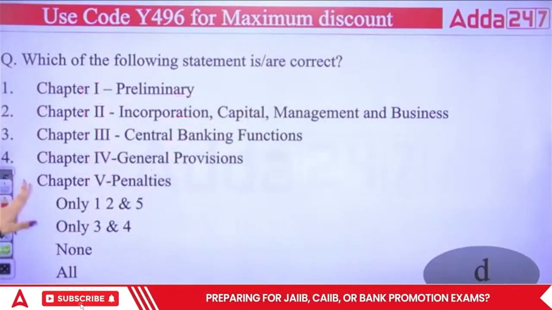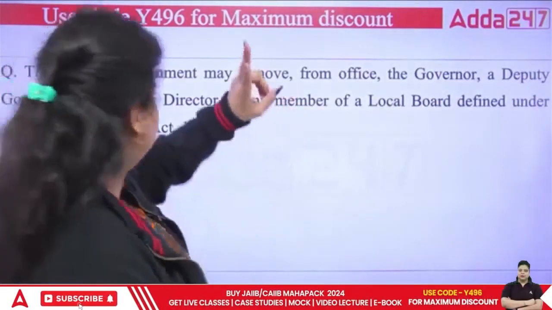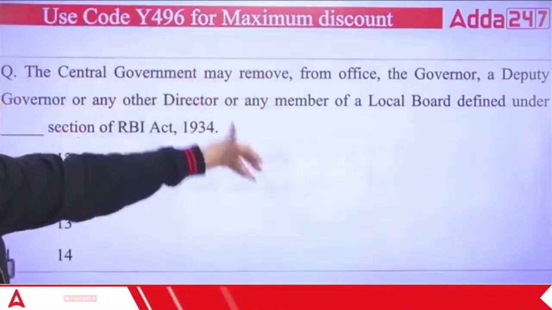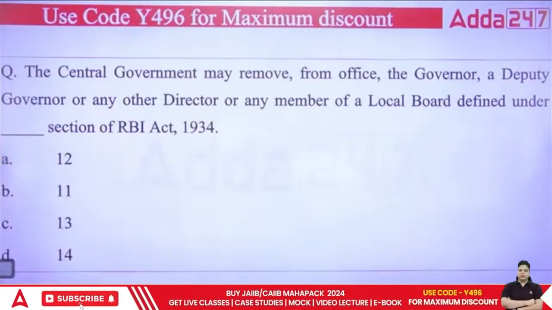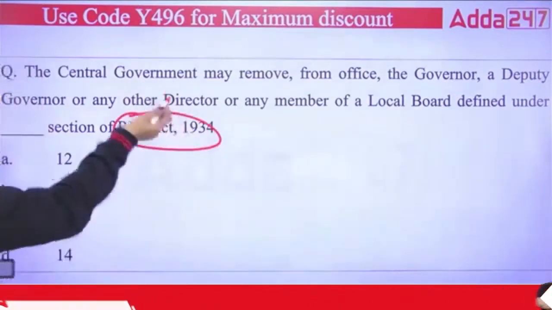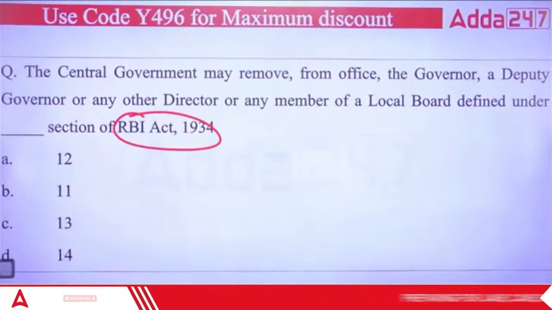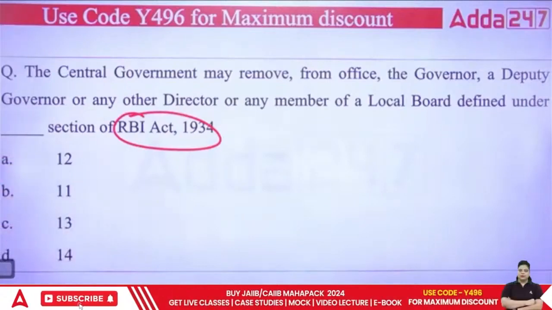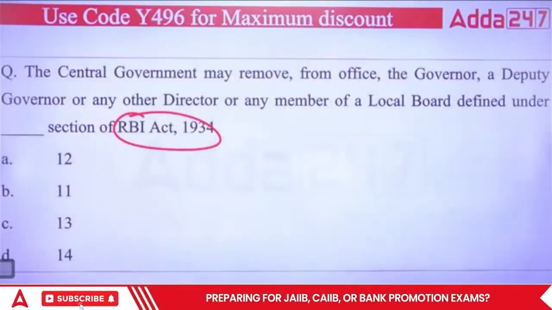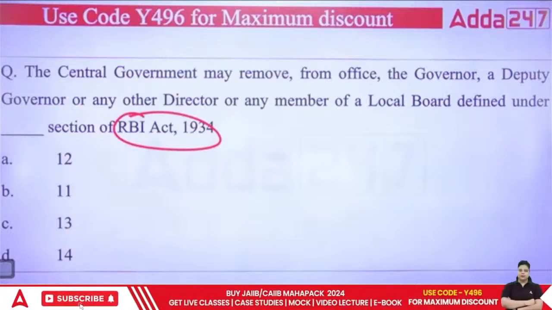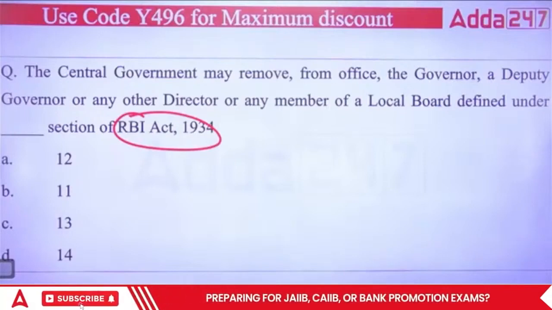Next. The central government may remove from office the governor, a deputy governor or any other director or any other member of a local board. And it is defined under which act? It is defined under the RBI Act, because we are talking about the central board of RBI. So in which section is it allowed to be done by the government? Section 12, Section 11, Section 13, Section 14. So under which section of the RBI Act does the central government have this authority to remove any member whenever the government wants, because of certain reasons?